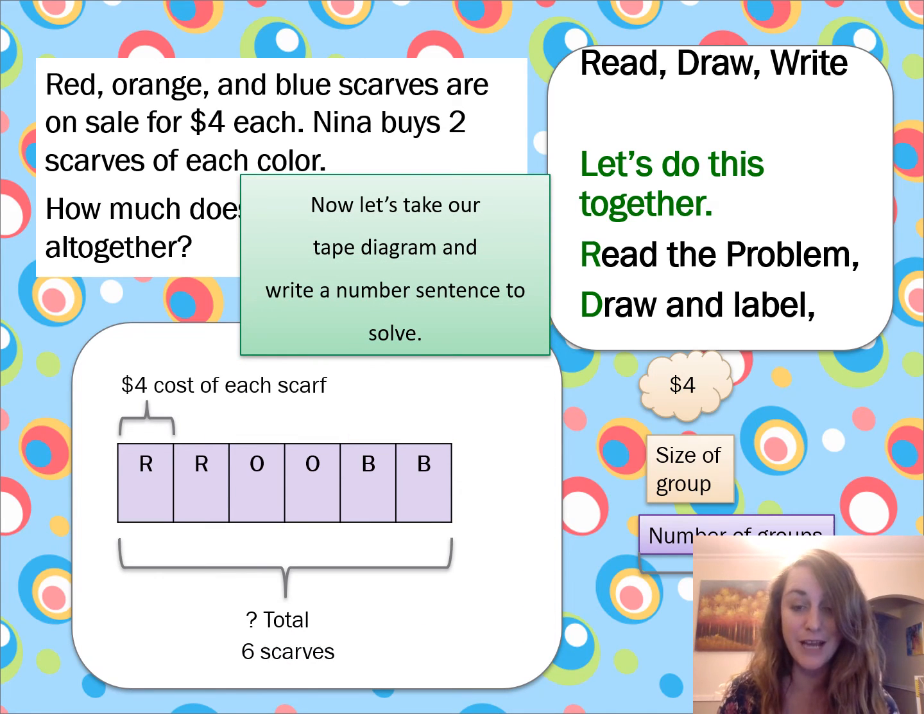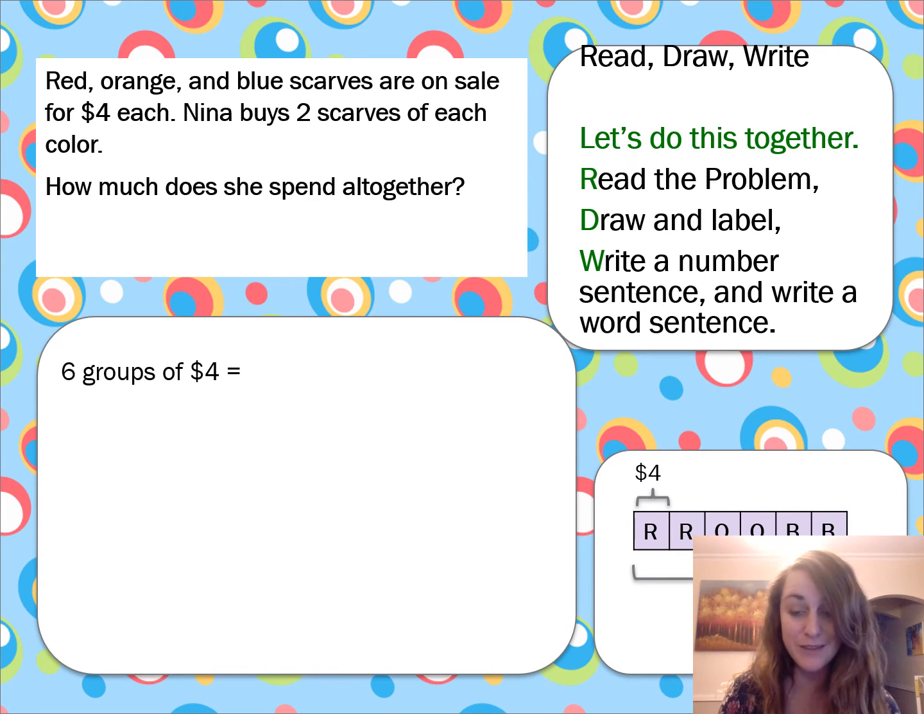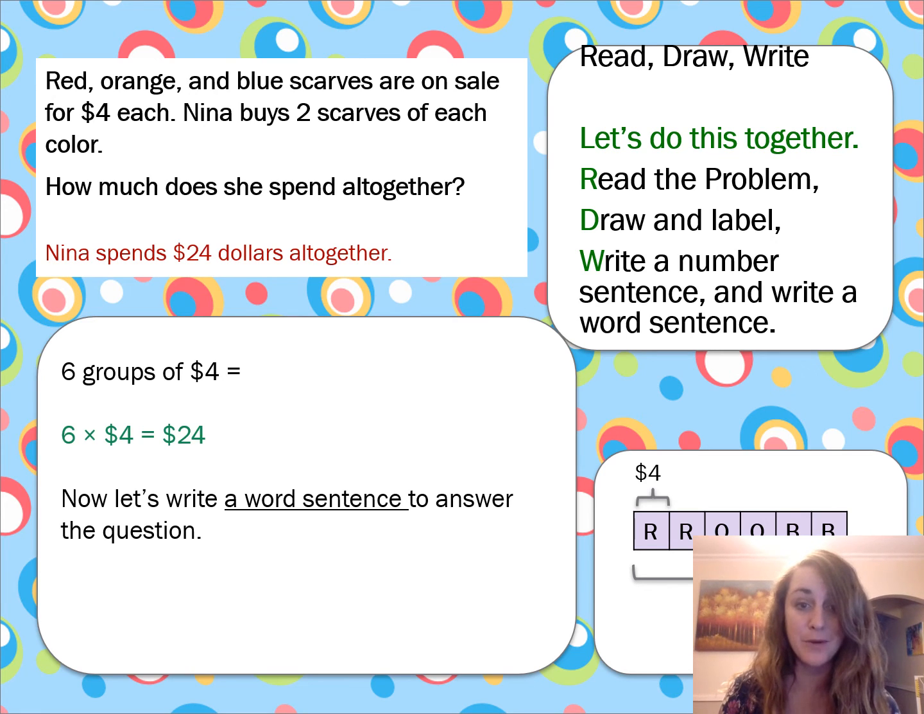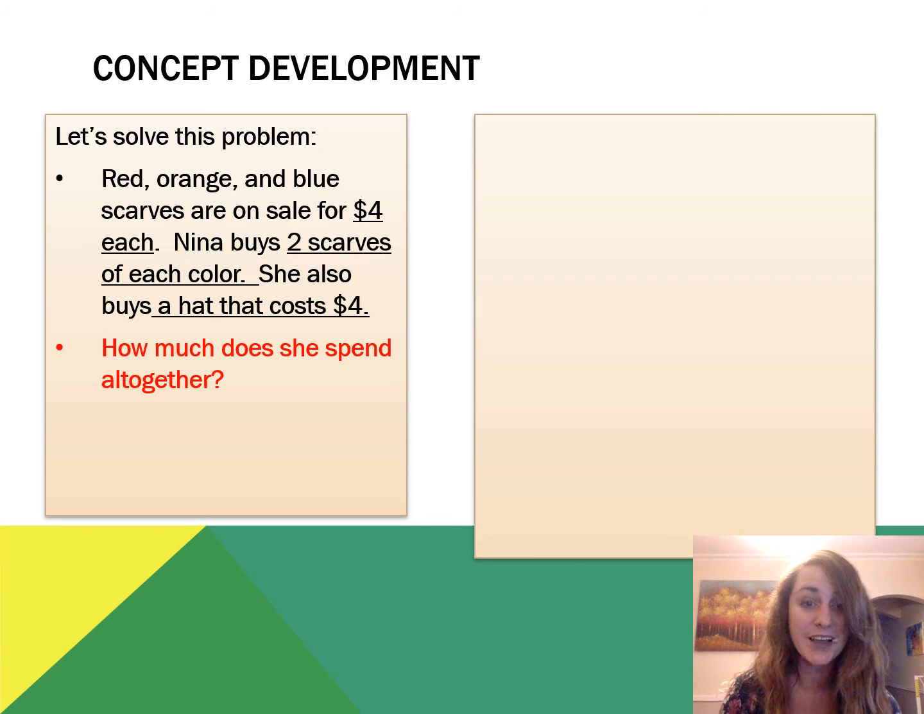Let's take our tick diagram and write a number sentence to solve. There are 6 groups of $4. That's saying 6 times 4 equals 24. You could skip count by 6s or 4s to solve. Let's write a word sentence to wrap it all up. Nina spends $24 altogether. Let's solve another problem.